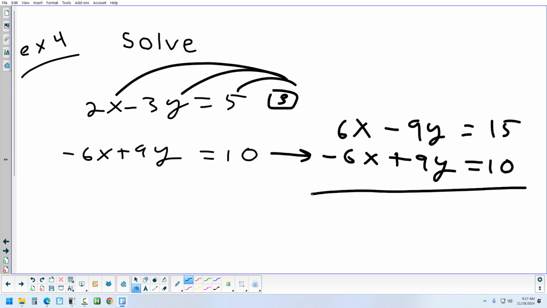Let's add them up. What's 6x and negative 6x? That cancels. What's negative 9y plus 9y? That also cancels. So we have to have something over here. A 0. We don't have anything left. 0. And now add up the column on the right. 25. So when all your variables cancel out, you are done. We now just have to interpret what that means. It's a special case. What does 0 equals 25 mean? Yeah, that's a no solution.